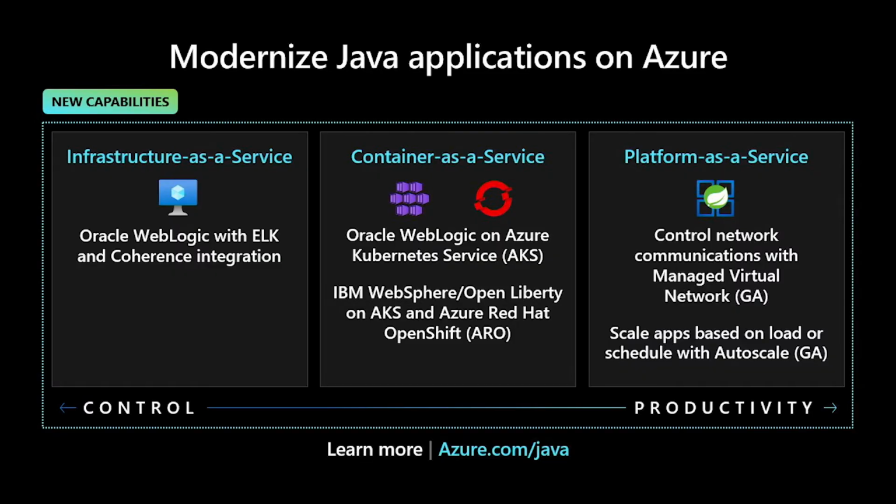Azure can help with any language, including Java, and I'm happy to announce new capabilities to run Java EE and Spring apps. The Azure Marketplace now offers automated templates for Oracle WebLogic Server on VMs. We have new guidance and automated scripts for WebLogic on AKS and IBM WebSphere on AKS or Azure Red Hat OpenShift. Azure Spring Cloud is enhancing the experience of enterprise applications with VNet integration and auto-scaling becoming generally available.